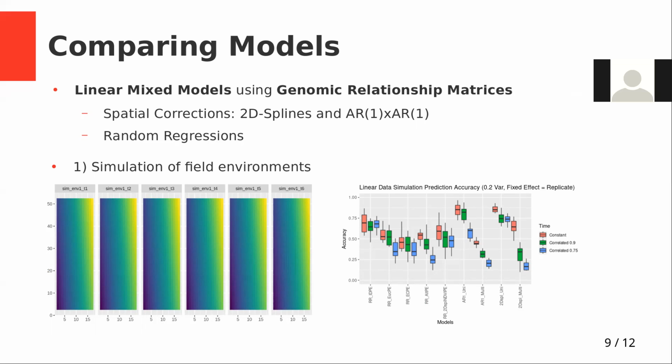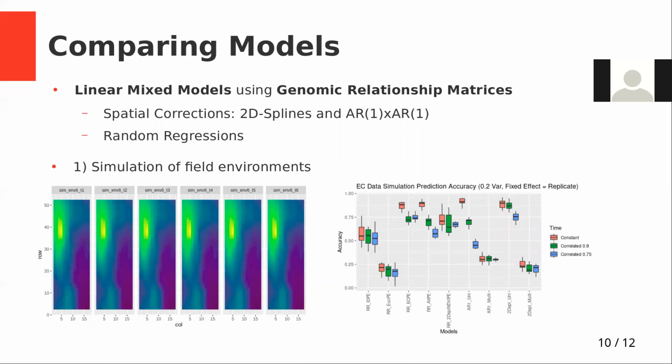This shows the prediction accuracy of various models and scenarios. We can see in this case that the separable autoregressive process and the 2-dimensional spline process can recover this effect well. Here we see a second simulation where the simulated effect follows a more complex gradient and is constant through time. On the right, we see that the random regression does well at recovering this effect.